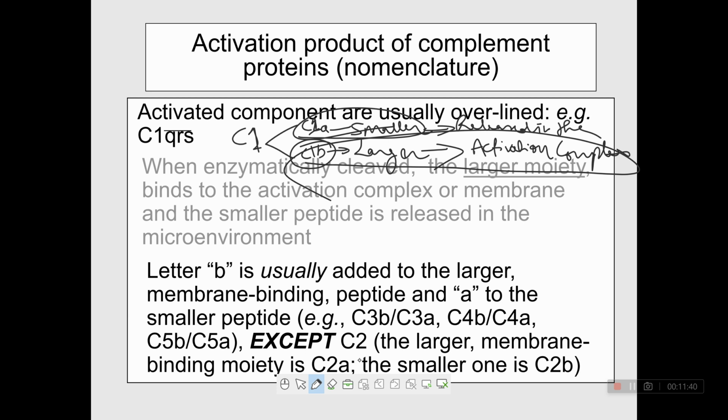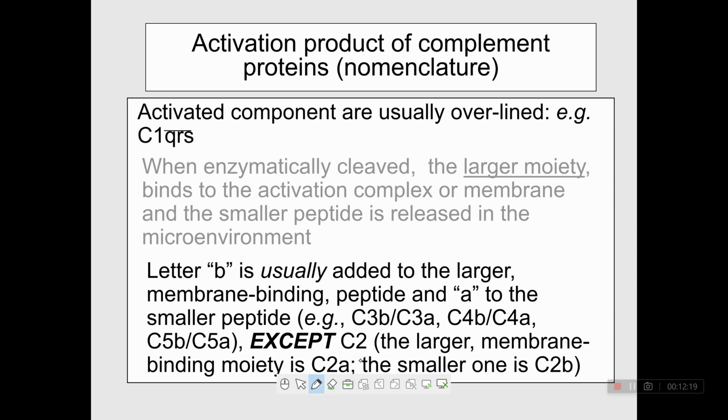When enzymatically cleaved, the larger moiety binds to the activation complex or membrane and the smaller peptide is released in the microenvironment. Already I told you, B is added to the larger membrane binding peptide and A to the smaller peptide. But there is an exception, that is C2. In C2, the larger membrane binding moiety is C2A and the smaller one is C2B. This is only for C2. Remember this, this is the exception.